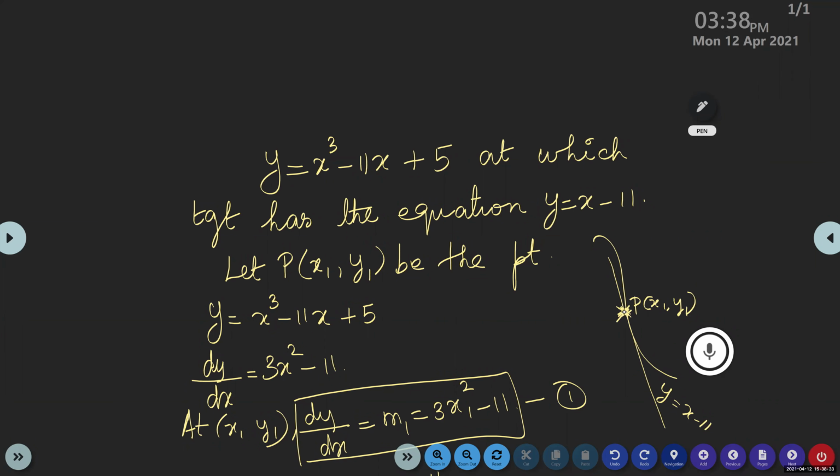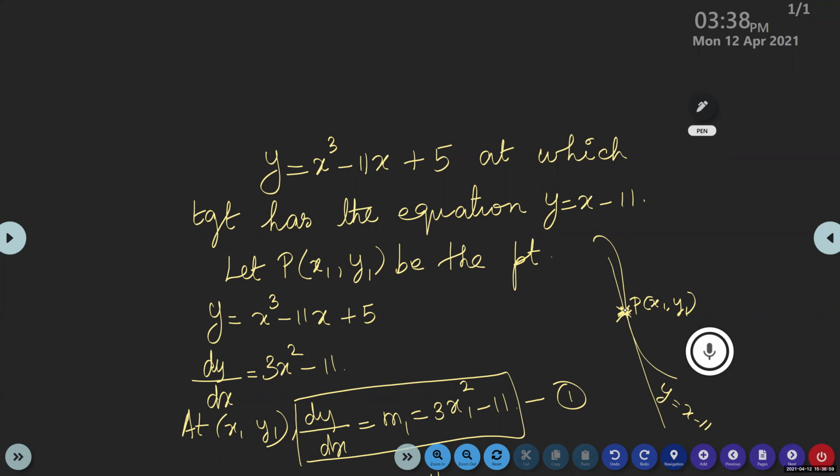So this point will lie on the curve as well as on the tangent. So the slope at the point x1, y1 on the curve will be the same as the slope of the tangent. The given curve is y = x cube minus 11x plus 5. On differentiating, dy by dx is 3x square minus 11.